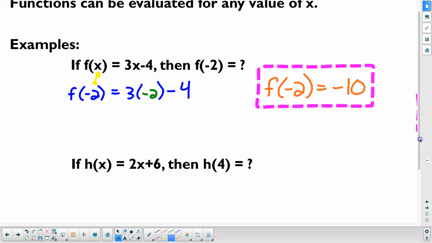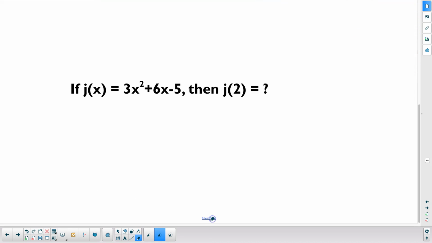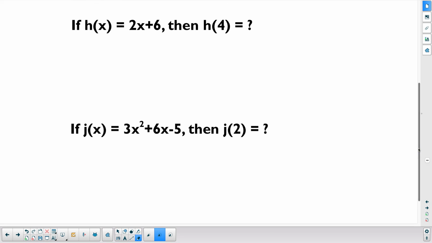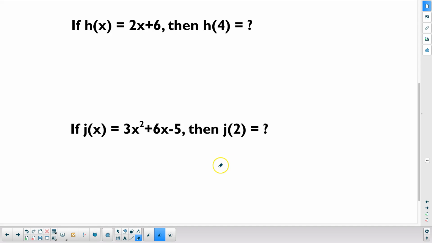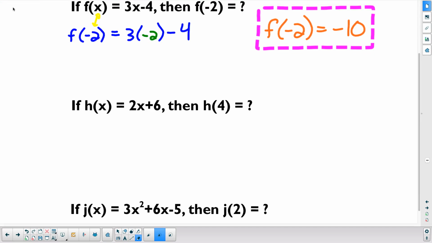Whoops, tap the brakes. Oops, now I went too far. There we go. Whoa. That's not what I want. Maybe it's option. Now it's going. Ay caramba. Learning stuff. Alright, so h of x is that. I want h of 4.